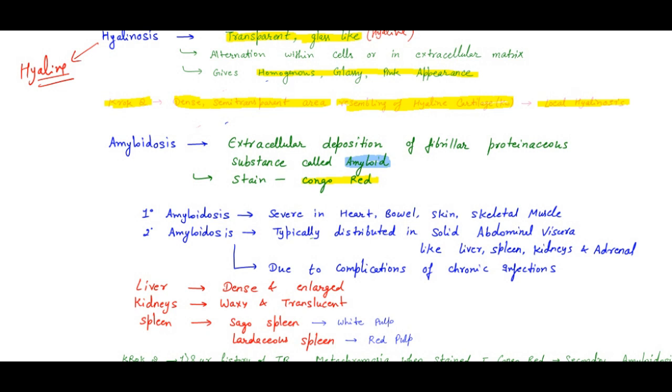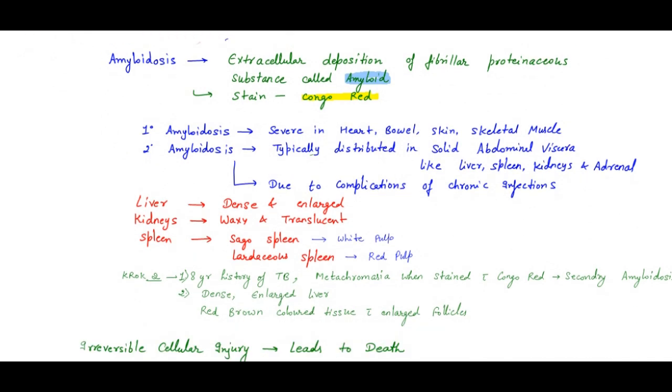Then there is primary amyloidosis and secondary amyloidosis. If we find primary amyloid, how do we distinguish them? Primary amyloidosis, remember, is severe in the heart, bowel, skin, and skeletal muscles. And if we find amyloid deposition, or fibrillar proteinous deposition, in the solid abdominal visceral organs like liver, spleen, kidney, and adrenal glands, then it will be secondary amyloidosis.